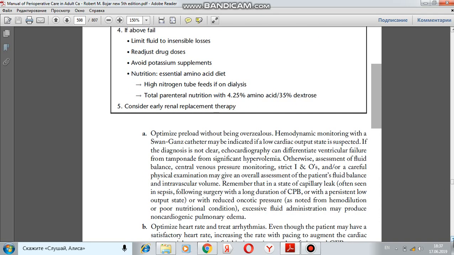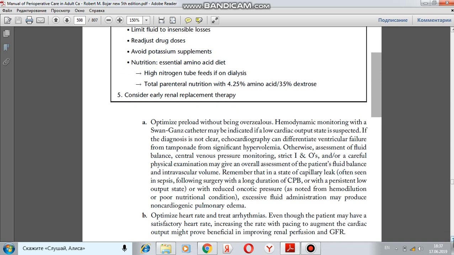Optimize preload without being overzealous. Hemodynamic monitoring with a Swan-Ganz catheter may be indicated if a low cardiac output state is suspected. If the diagnosis is not clear, echocardiography can differentiate ventricular failure from tamponade from significant hypervolemia. Otherwise, assessment of fluid balance, central venous pressure monitoring, strict intake and output, and careful physical examination may give an overall assessment of the patient's fluid balance and intravascular volume.